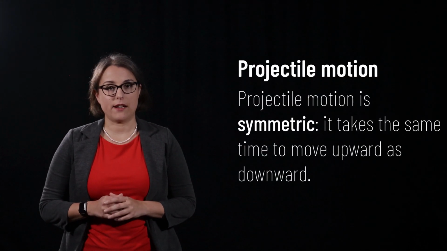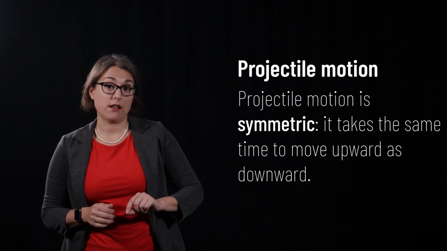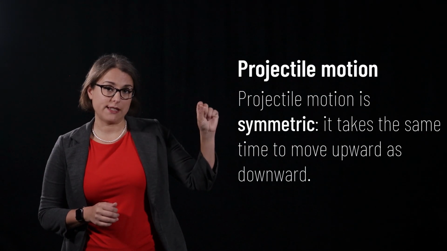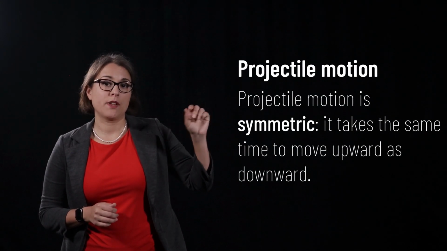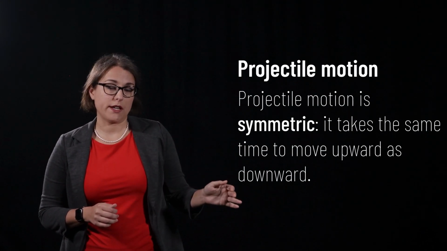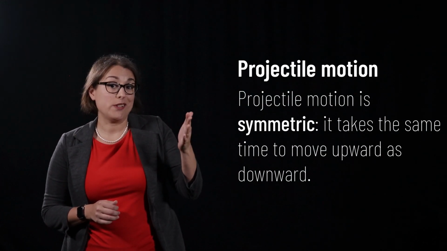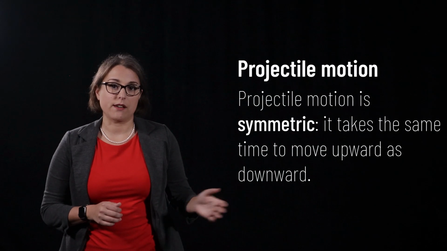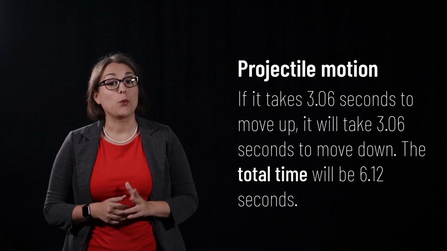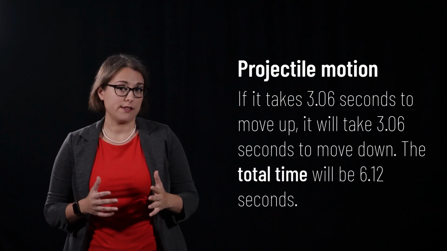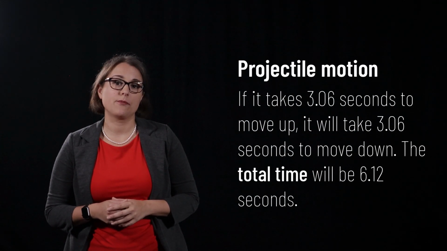Either way, let's solve for the last two questions we asked. Now, let's determine how long the projectile will remain in the air. Based on our kinematic calculation, we know that the projectile takes 3.06 seconds to get to the top of the motion. Because the motion is symmetric, if it takes 3.06 seconds to get up, it's going to take another 3.06 seconds to get back down again. So we know that the projectile will spend 6.12 seconds in the air.